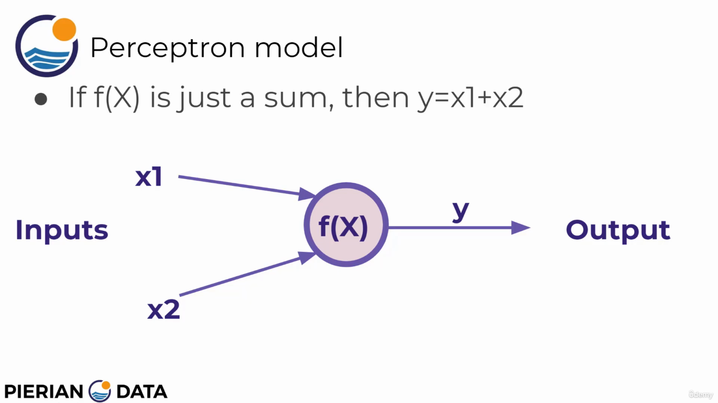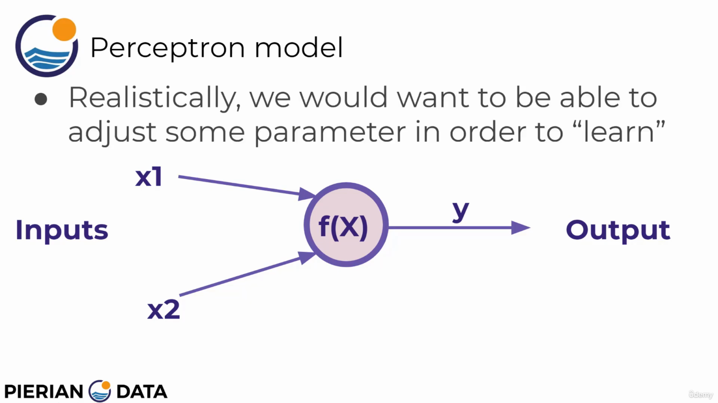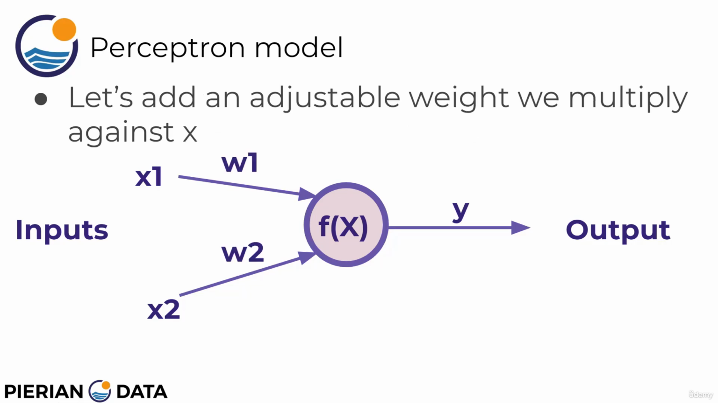But for right now, this is just showing you how we can go from a biological neuron to a perceptron model. We have these inputs, x1 and x2. We push them through some sort of function of x, and then we output some y. Realistically, we would want to be able to adjust some parameter in order for the perceptron to learn. Right now, there's no real way for the perceptron to correct the output of y. So what we can do is add in adjustable weights that will multiply against these inputs of x.